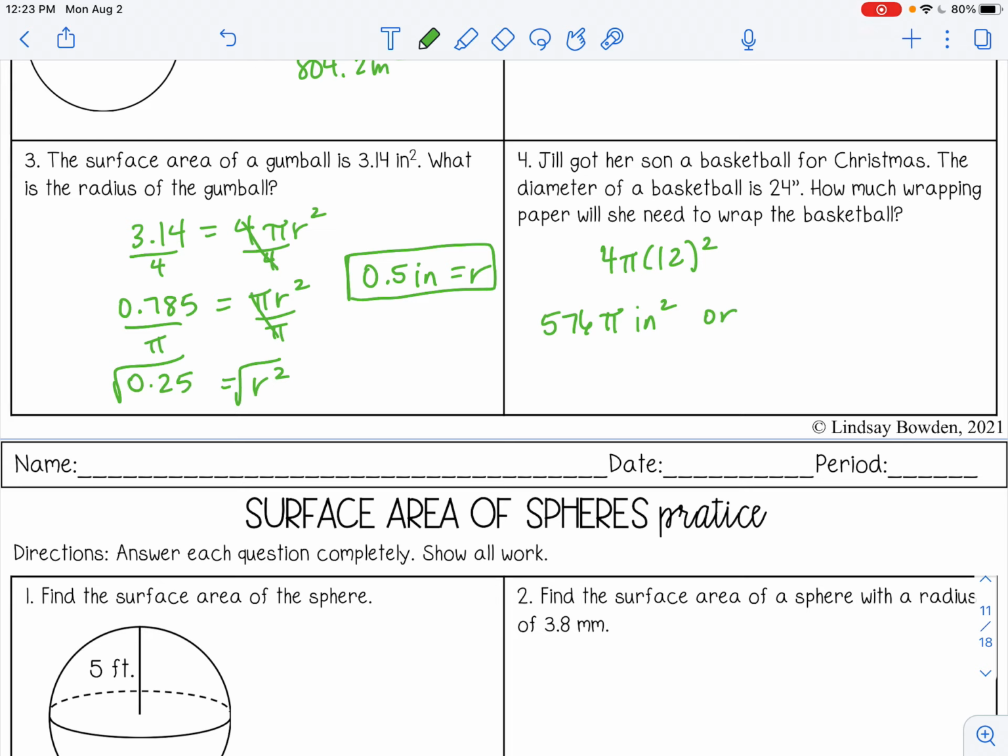Or since this is a real life problem, we probably want the rounded answer. 1809.6 square inches of paper at least to cover that basketball.